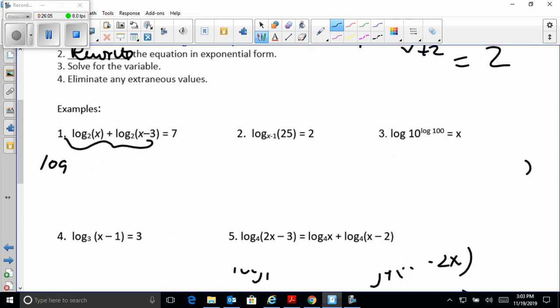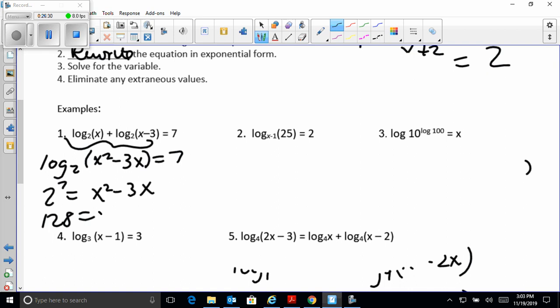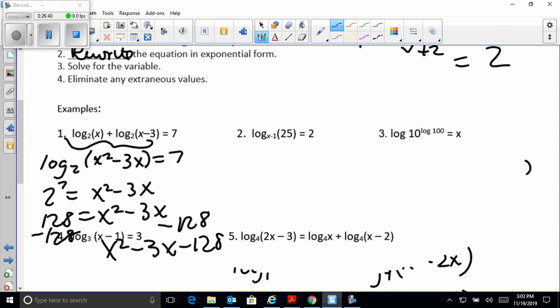So that's going to be log base 2 of x squared minus 3x equals 7. So writing this is going to be 2 to the 7th is equal to x squared minus 3x. Yeah, 2 to the 7th is 128. And then minus 128. That's got a lot of time to find factors that works, and they don't. So we're going to have to use the quadratic formula.